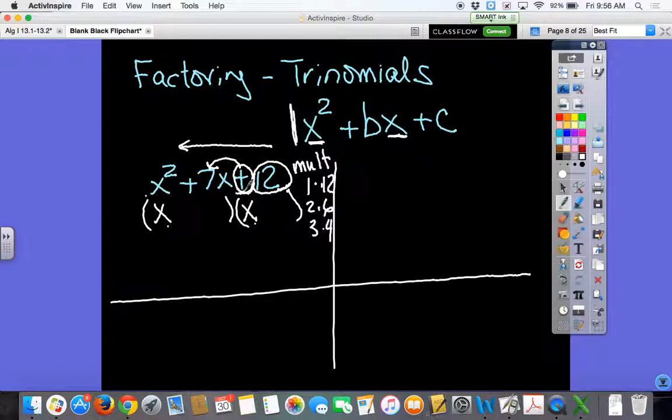So multiply to 12, add to 7. Well, the only pair that does that is 3 and 4. It doesn't matter where you place them, just put 3 in the back of one of them and 4 in the back of the other one. So we got that part done.